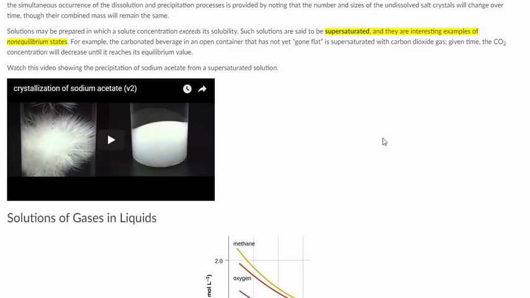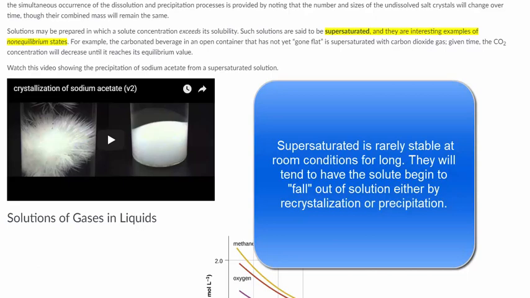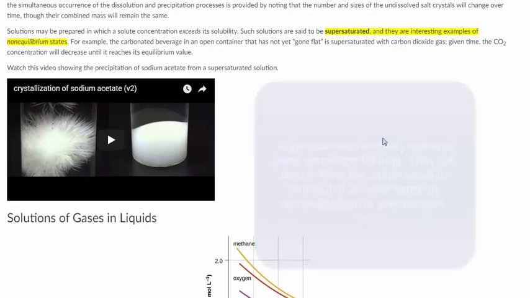But these are not stable at room conditions, and they will tend to, for example, if it's a solid in liquid, recrystallize out. So if you were making, say, rock candy, which is really just recrystallized sugar, we use a technique in the laboratory called recrystallization, where first we make a supersaturated solution and then we allow the crystals to reform. It gets rid of any impurities that were in the solution.